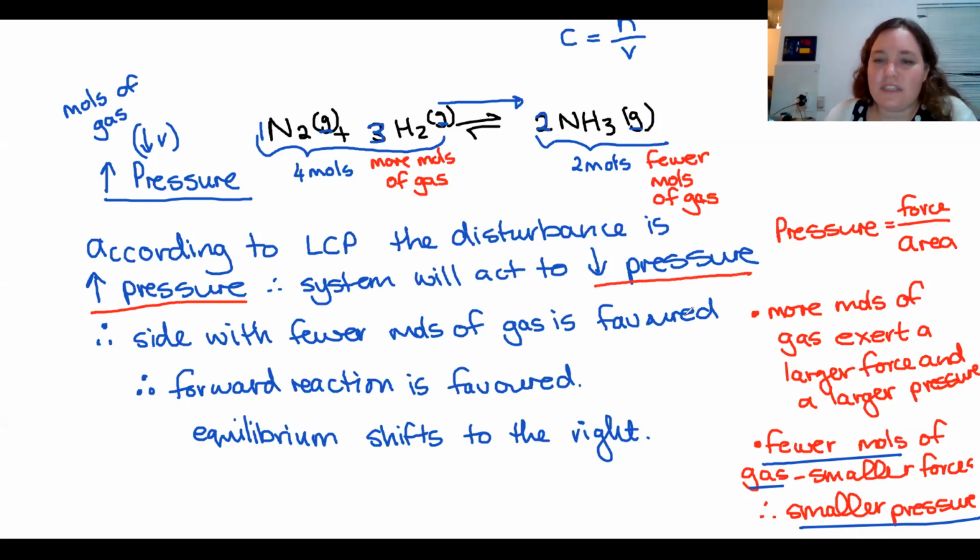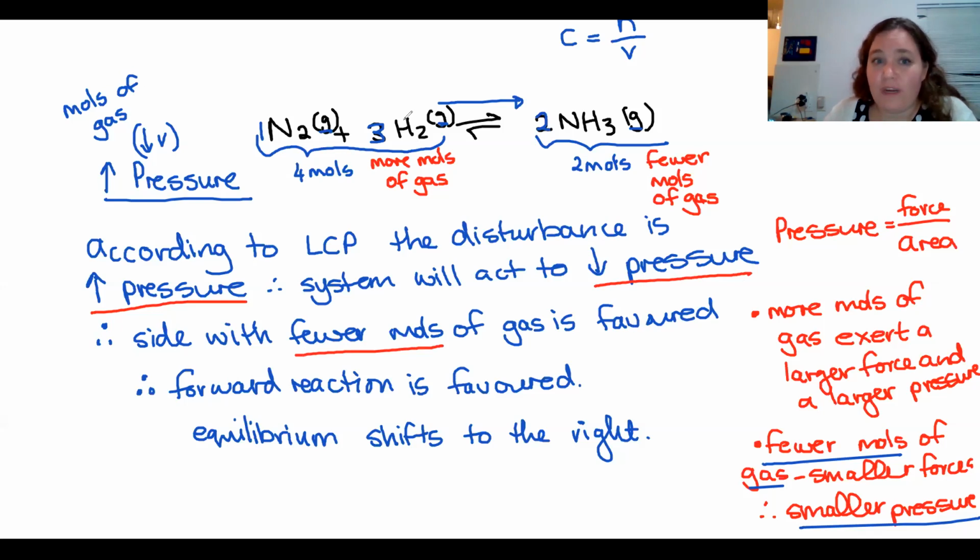Good. Now, if it's decreasing the pressure, does it favor the side with more or fewer moles of gas? Pressure in a gas is linked to the number of moles. So if you want to decrease the pressure, you must favor the side with fewer moles of gas.